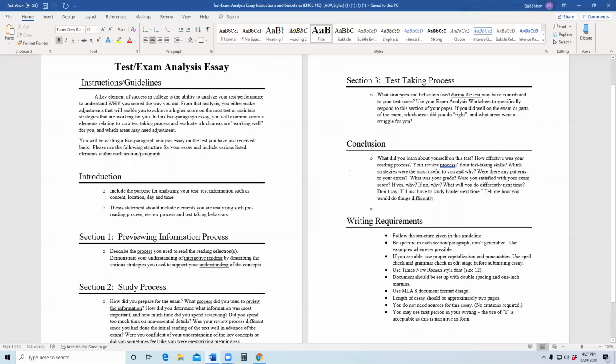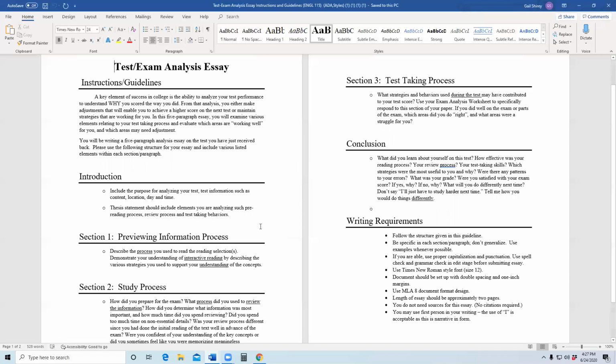Just a quick reminder, I do want to see a thesis statement in your introduction. And your thesis is really going to tie in with your conclusion. What did you learn? So you're going to start with your thesis telling me why you're analyzing the test and to identify what elements. So for example, if you did really good with the pre-reading but rough with a review process, make sure you indicate that in your thesis statement.